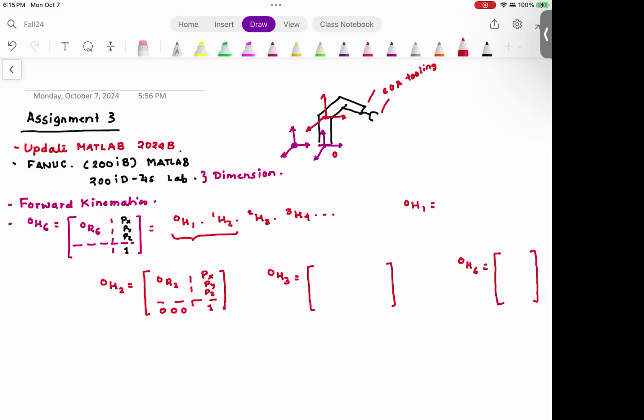The link lengths for the FANUC robot are not very clearly mentioned. Where can we get them? The document that you were provided has a big picture of the FANUC robot with the link lengths specified on the cage that is attached to the robot. Okay.